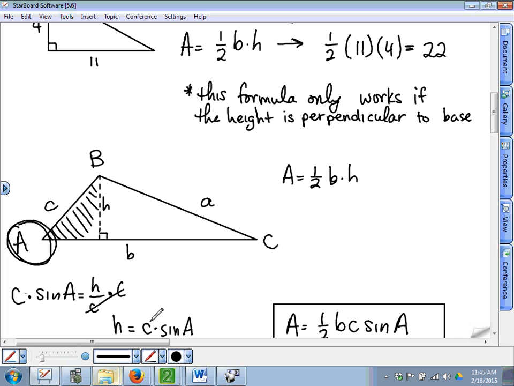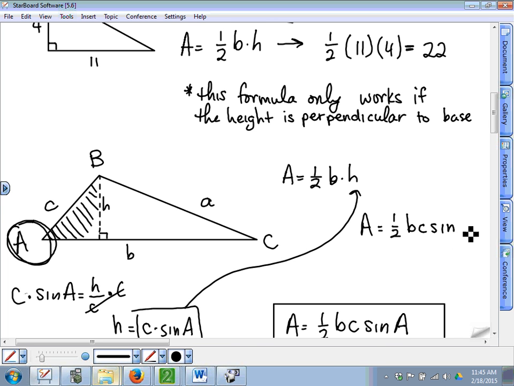Here's what you guys need to do. H equals C times the sine of A, yes or no? This H is the same as this H, yes or no? So I'm going to take this value right here and replace it up into that formula and create a new formula. A equals 1/2 B. And instead of H, I'm going to use this value of H, C times the sine of A. This is a variation of the area formula that uses trigonometry.